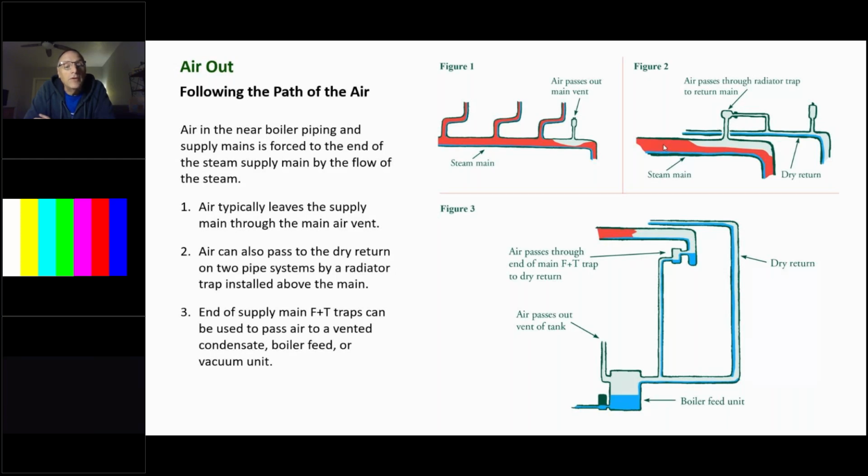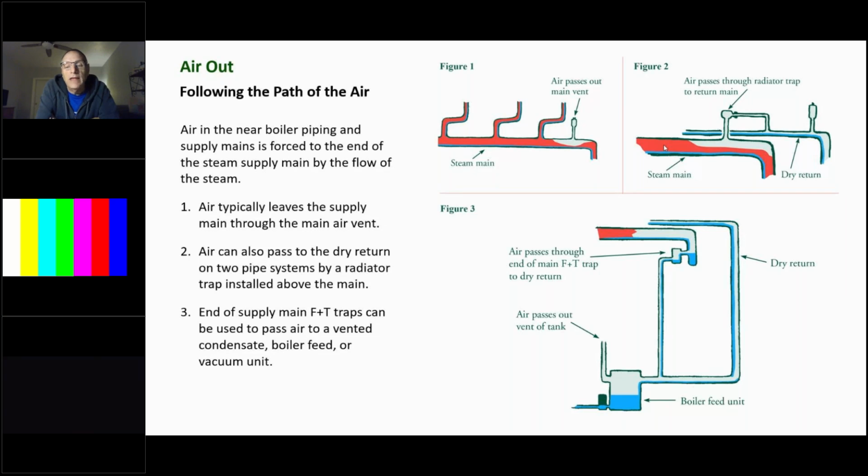The end of the supply main F&T traps can be used to pass air to a vented condensate, boiler feed, or vacuum unit. In really big houses, sometimes you'll have end of mains and they will dump them into a condensate transfer unit. And then that condensate transfer unit operates on a float, like the floating thermostatic trap. When the condensate transfer unit fills up with water, the float rises and activates the pump and sends water to the boiler feed unit.